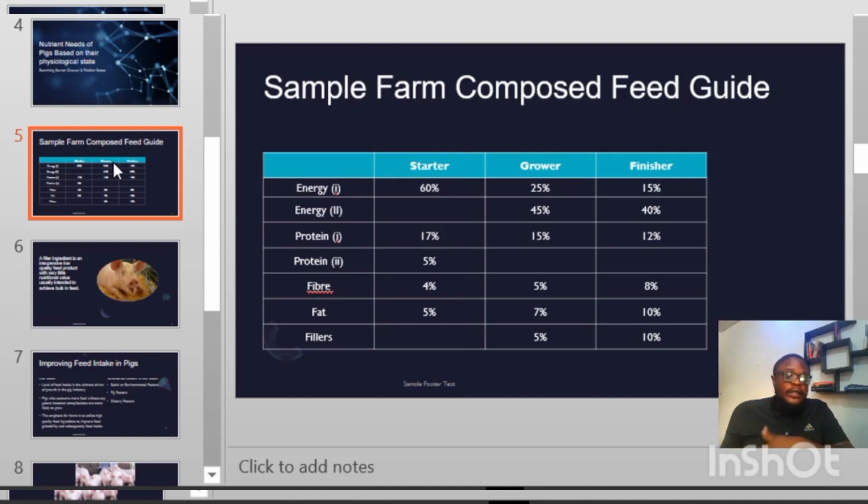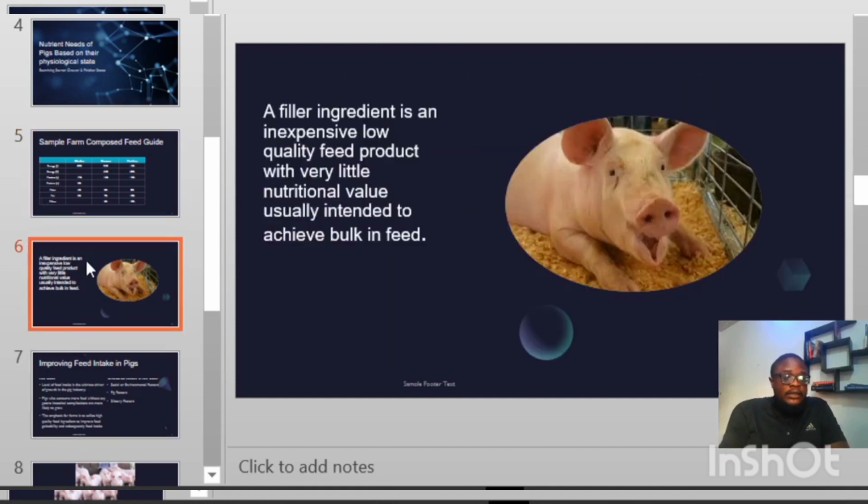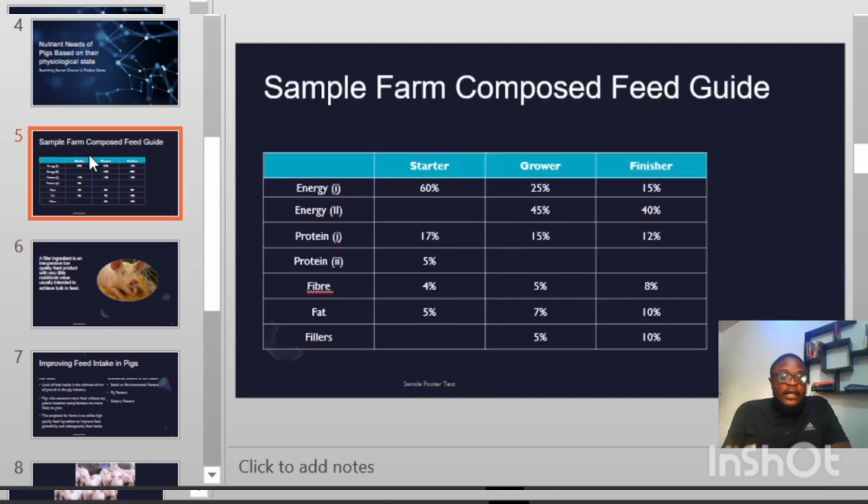So what we mean here is that protein 1 is the plant-based protein, and protein 2 is the animal-based protein. And then we have fiber, fat, and then we have fillers. Let me explain what a filler is. A filler ingredient is an inexpensive, low-quality feed product with very little nutritional value, usually intended to achieve bulk in feed. So that's what a filler is.